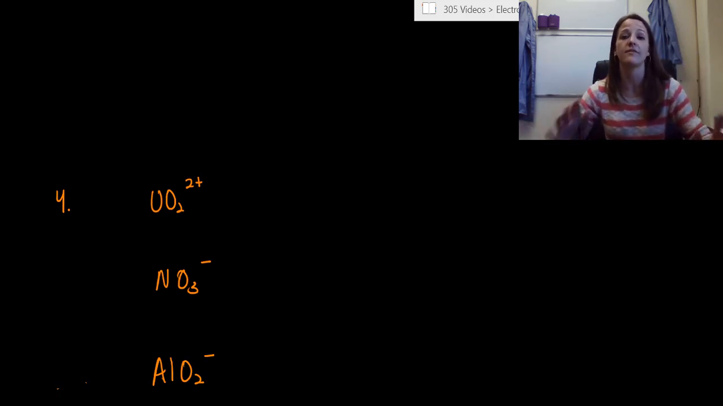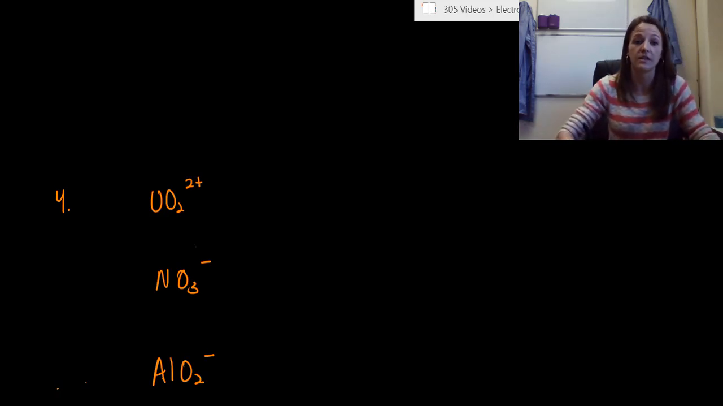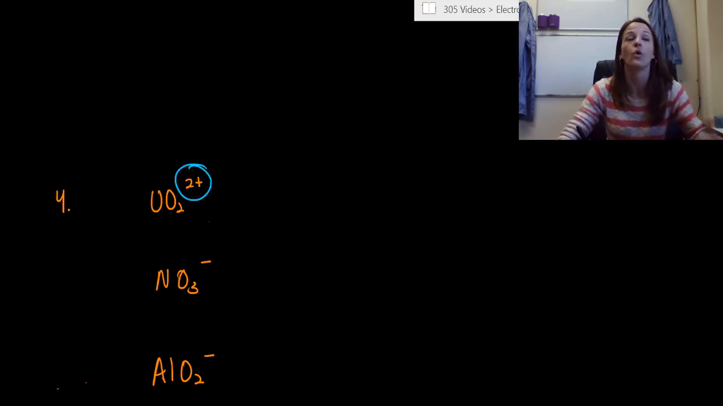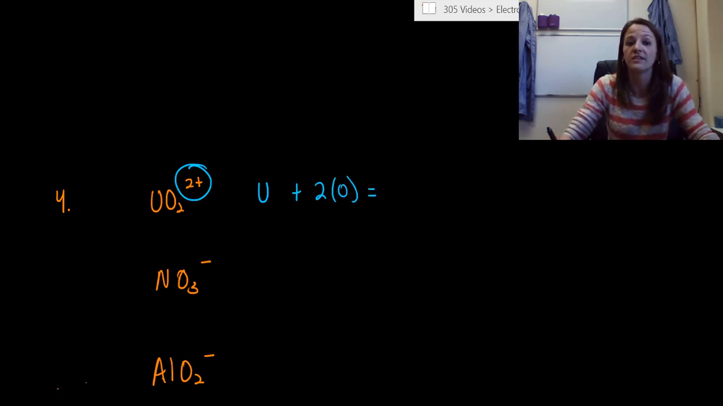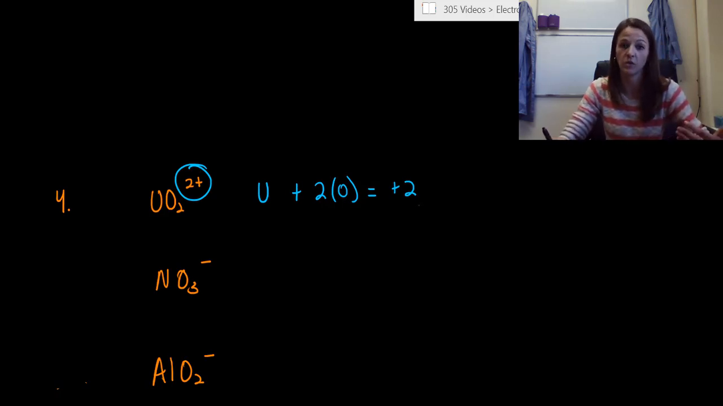So the first thing we have to do is identify the fact that each of these compounds has an overall charge. So for this one, all of our charges have to be equal to +2. So what I'm saying here is the charge of uranium plus the charge of 2 of our oxygens must be equal to a positive 2, okay? So our overall charge of the compound is +2. That means our total mathematically has to be equal to +2.